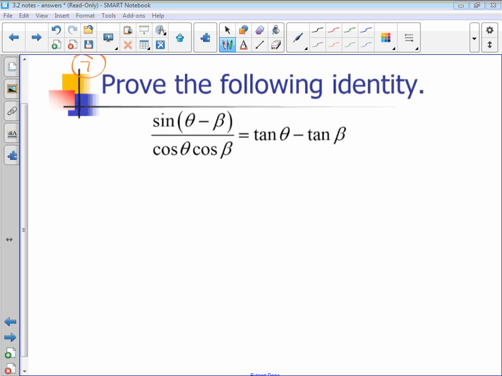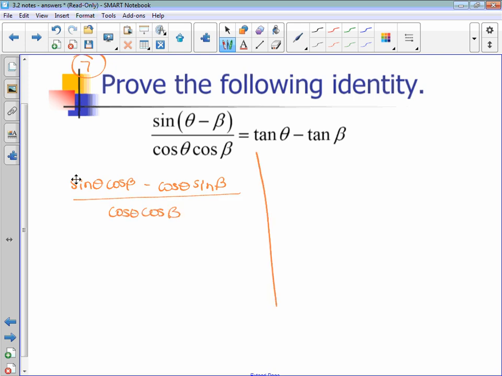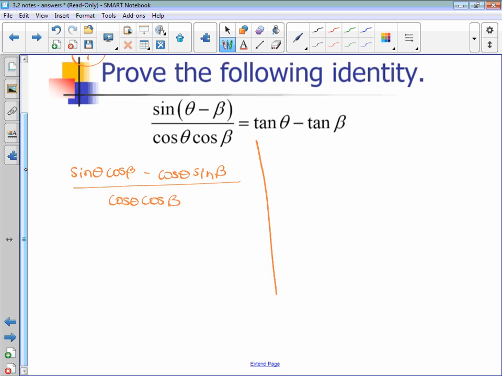All right, let's look at this one. So I'm going to do the formula for my numerator here. So it's going to be sine of theta, cosine of beta, minus cosine theta, sine of beta, over cosine theta, cosine beta. I know a lot of you got here and then felt a little stuck. At this point, you can break this apart into two fractions.